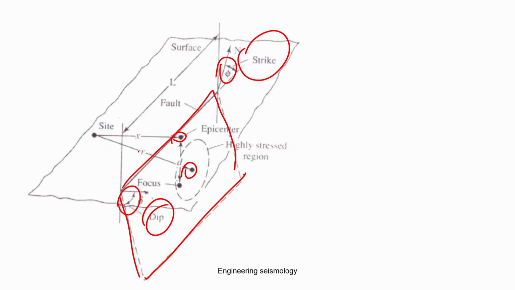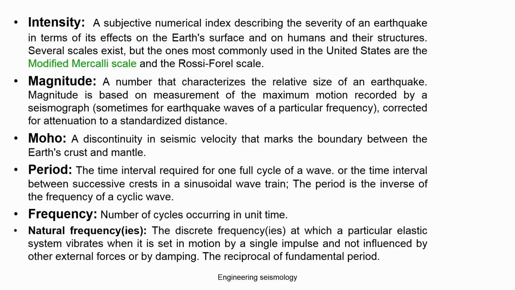So, basically this is the focus, this is the hypocentral distance, and this is the epicentral distance. This is the zone where the rupture is taking place, which is called a highly stressed region or rupture area. So, intensity and magnitude are the ways you can express, or quantify, an earthquake.